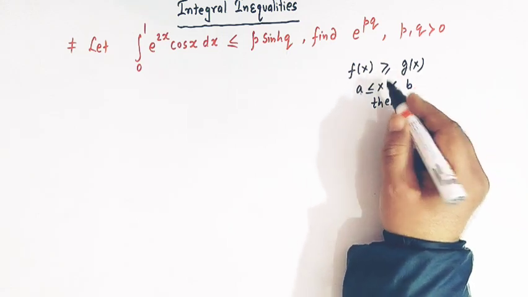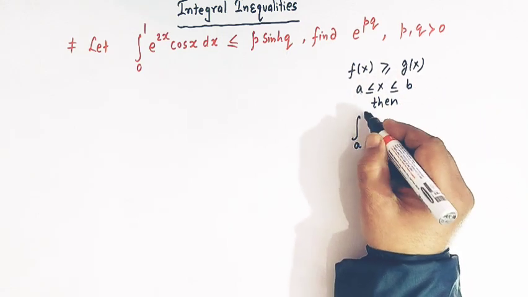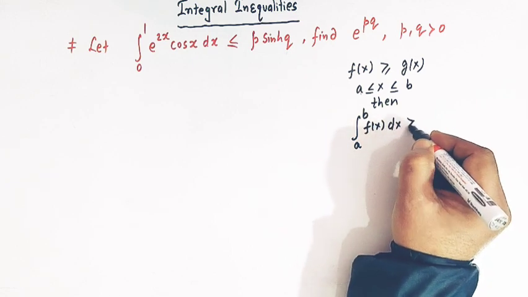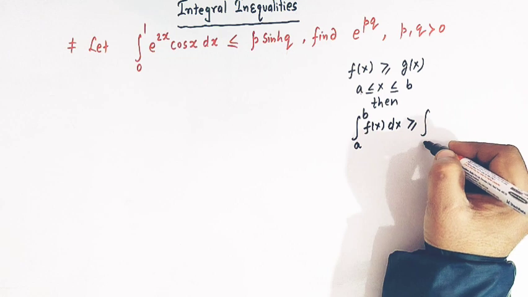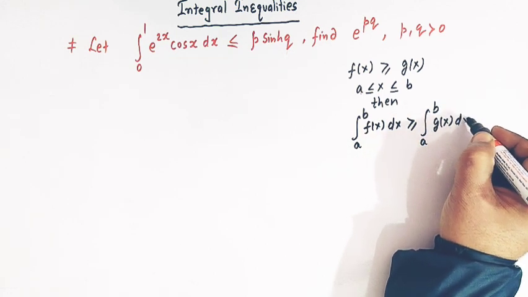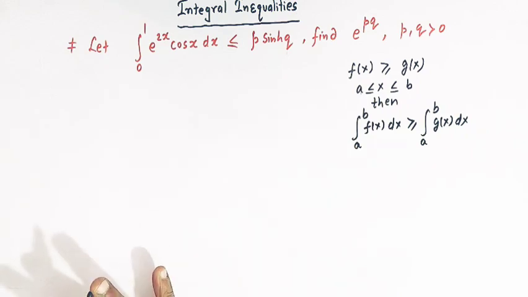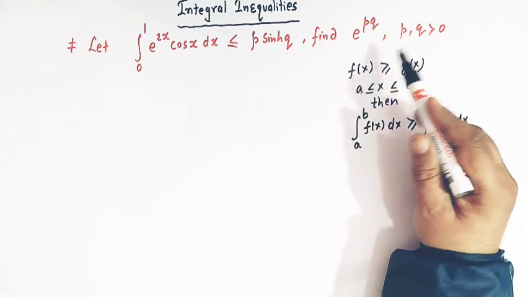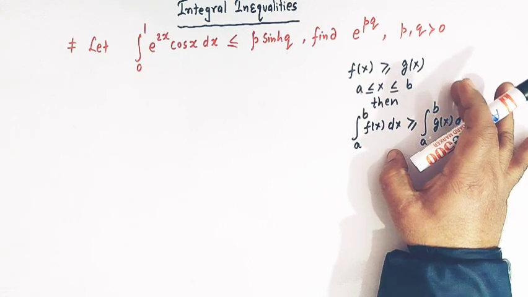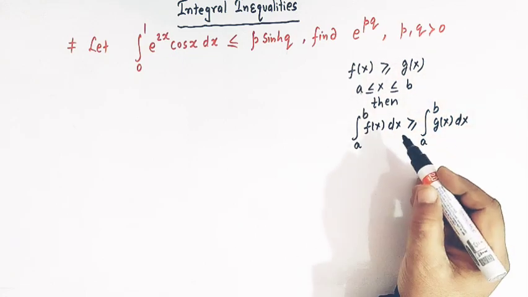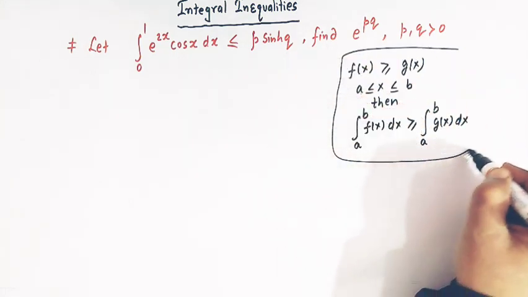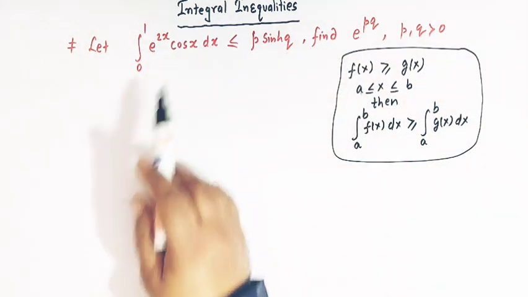So then we can write the integral from a to b of f of x dx is greater than or equal to the integral from a to b of g of x dx. In our earlier video we have already explained this inequality in detail. Here we are going to use this concept to solve this problem.